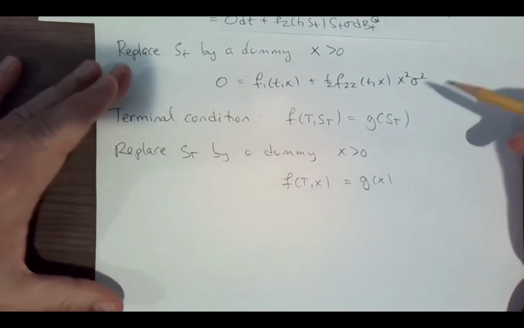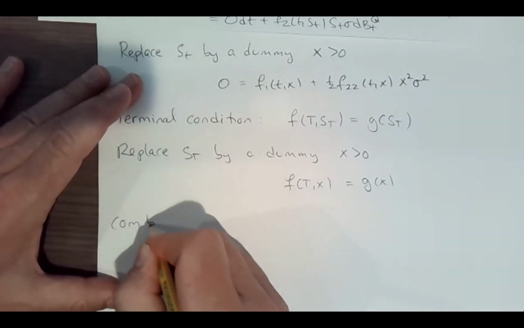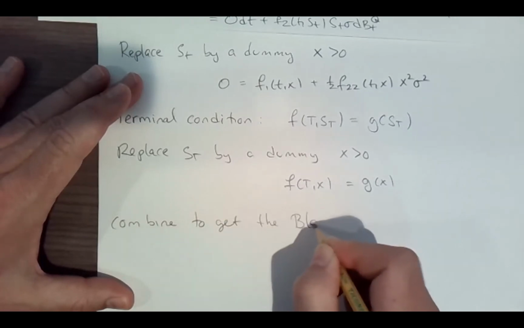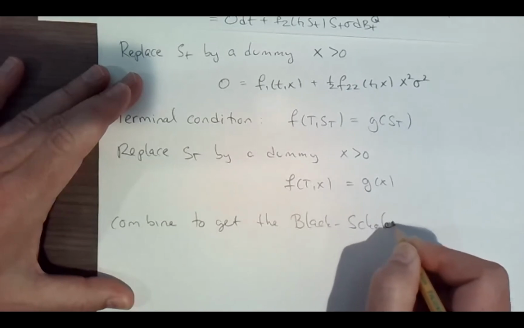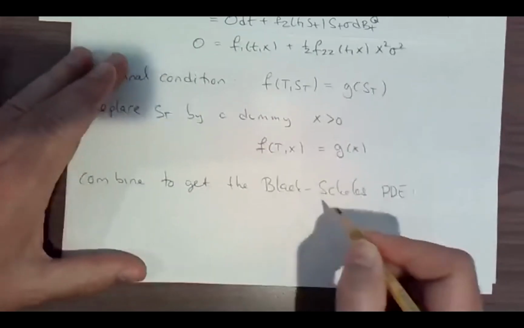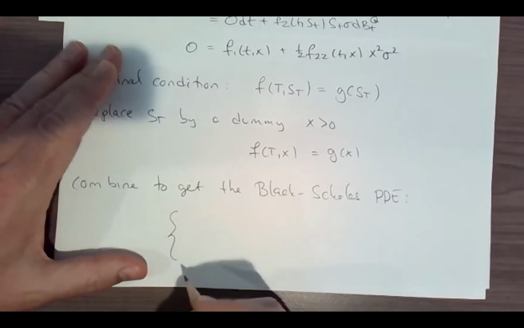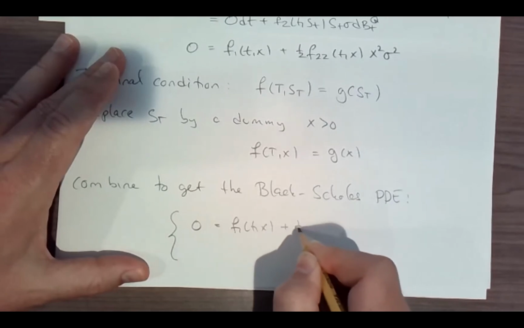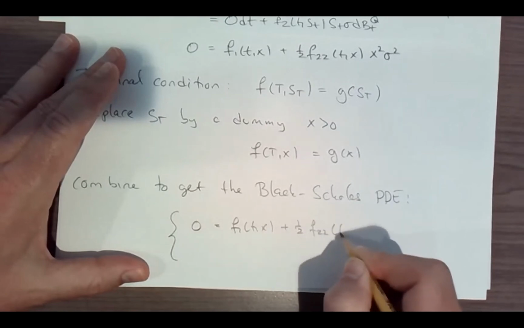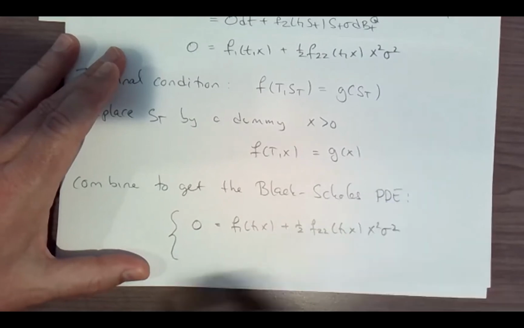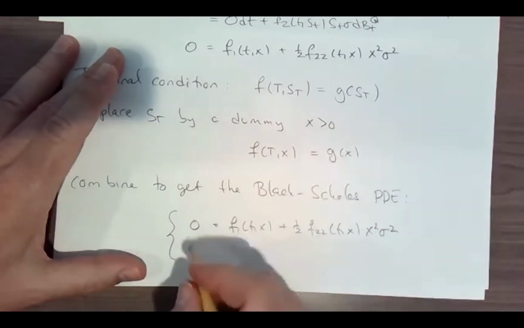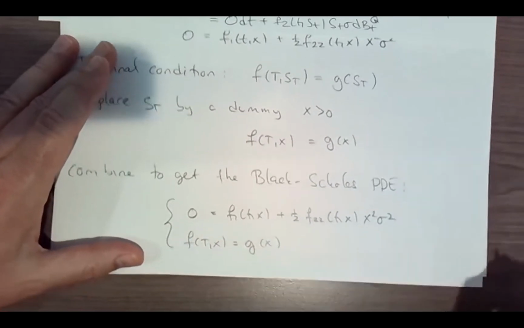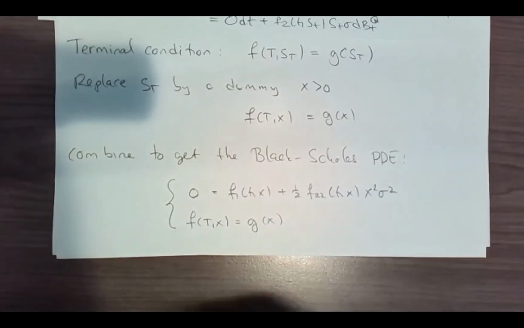And ultimately you combine to get the Black-Scholes PDE. You have 0 is equal to F1(t,x) plus 1/2 F22(t,x) x squared sigma squared. And then you get a terminal condition, F(T,x) is equal to g(x). That's the Black-Scholes PDE.